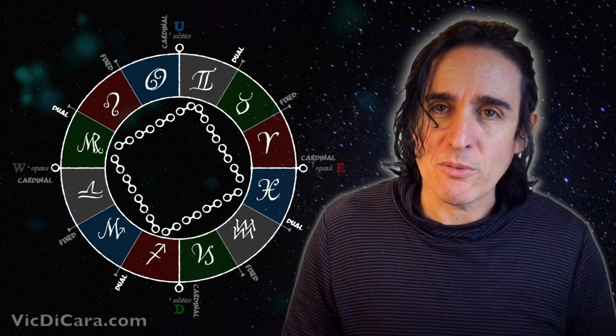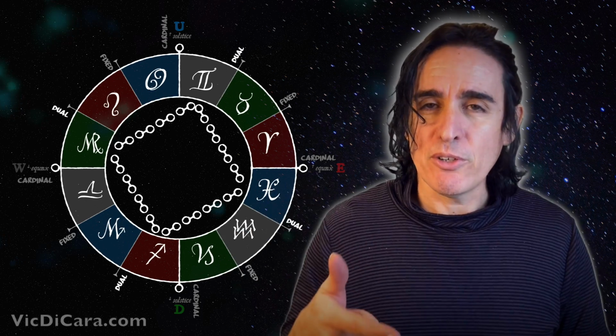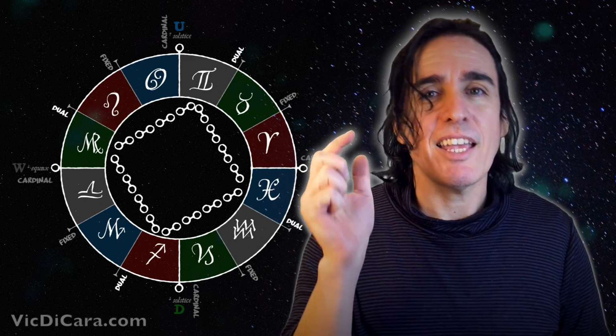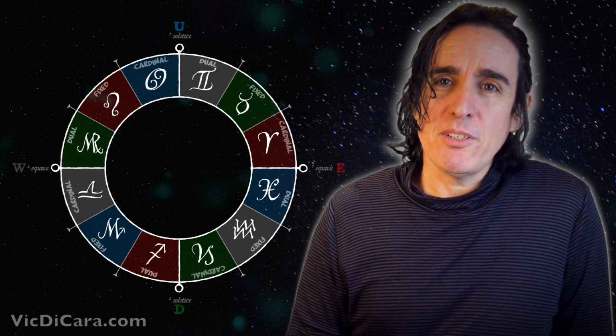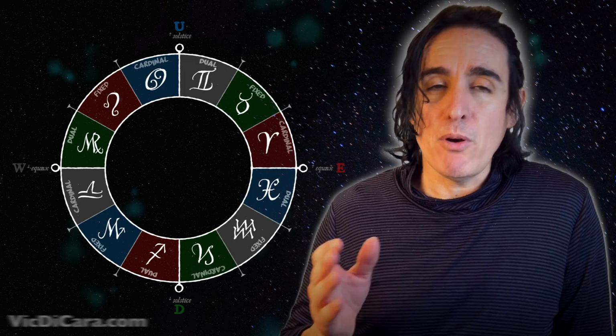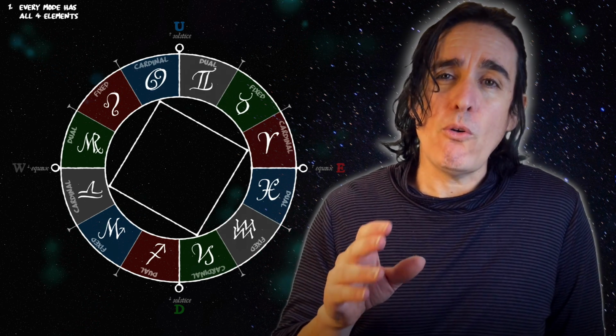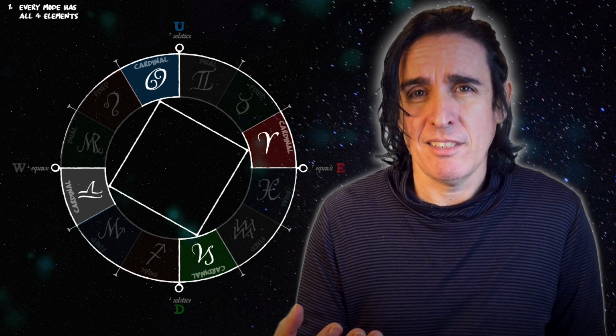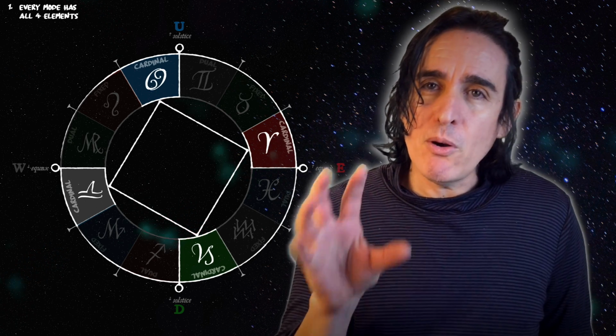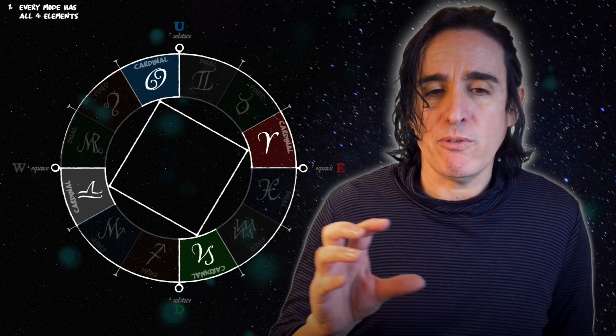So the dual sign square includes Gemini, Virgo, Sagittarius, and Pisces. Now let's take a look at some of the interesting patterns. What you'll notice right away when you look at the squares is that every mode has all 4 elements. This is one of the beautiful, perfect, balanced things about the zodiac. Every mode has each of the 4 elements.